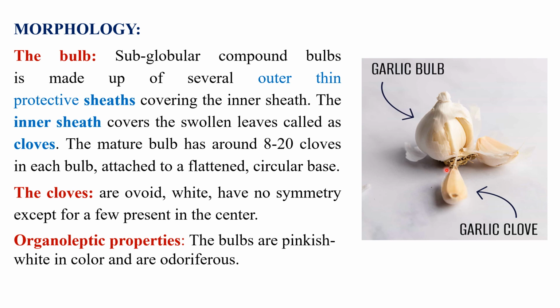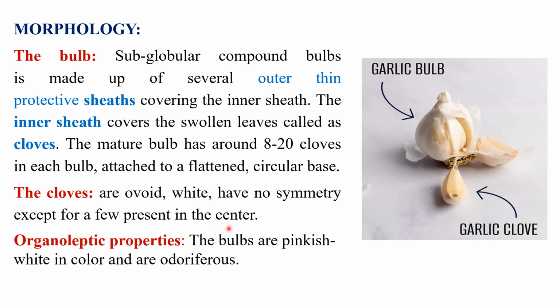Actually, the subterranean stem is the compressed disc down here, with something that looks like hairs, which are the adventitious roots. The subterranean stem is the compressed disc here, and all that we eat, the cloves, are actually scaly leaves enclosed around each other, forming separate cloves. The cloves are ovoid, white, and have no symmetry except for a few present in the center.